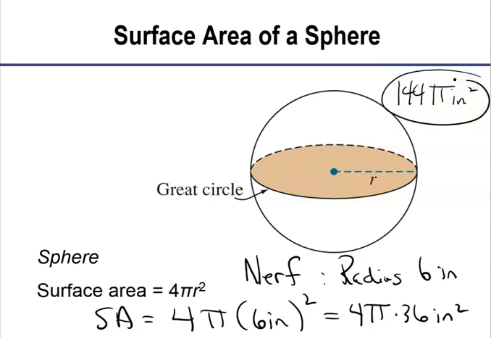Do you really want to know how big that is? Just multiply it times pi. And that would be 452, if I round to the nearest whole number, 452 inches squared. That's a lot of surface area for just a 6-inch ball, don't you think?